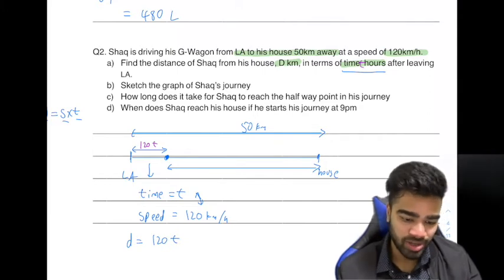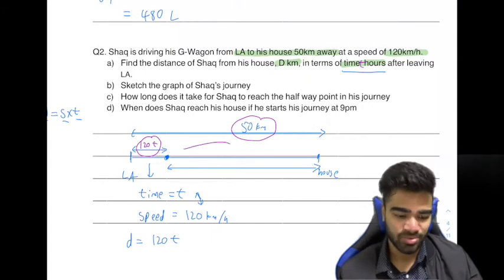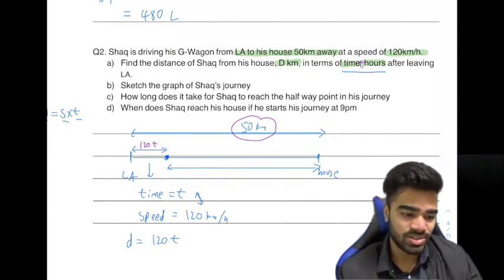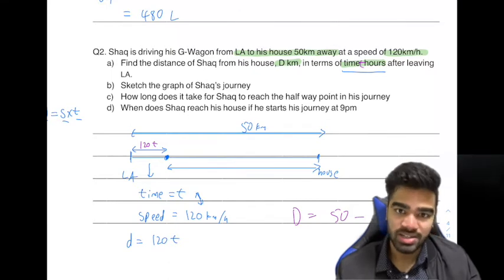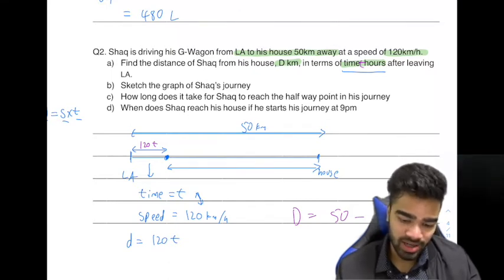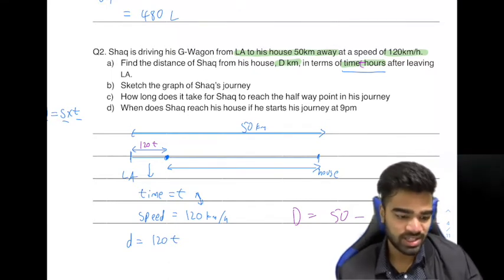Well, some of you might already know, if this whole thing is 50, if we just subtract the 120t, we're going to get this distance here, the distance to his house. So let's do it. The final answer, the distance to his house, d, is equal to 50, which is the total distance, minus how far he's already traveled, which is 120t. And that's it. That's how you get the equation.